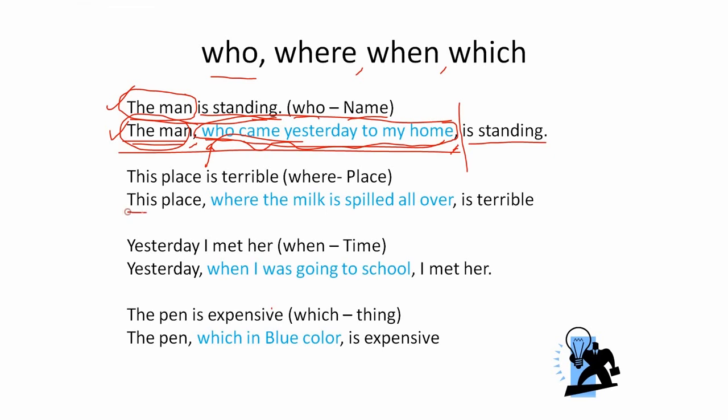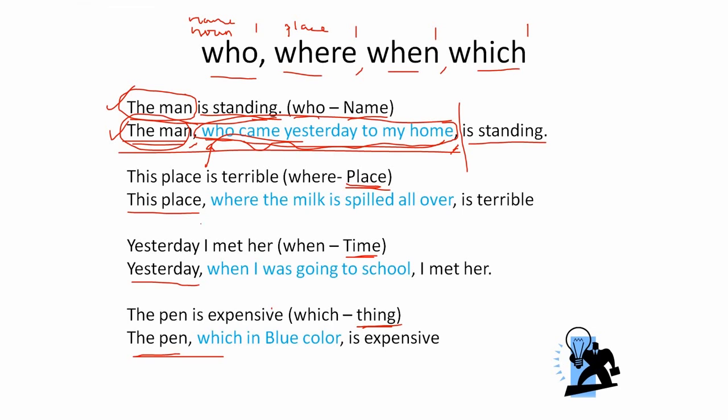The same goes here. This place, yesterday, the pen. Now these all are nouns, but depending upon the type of noun, either you use who, where, when, or which. Who is for a noun which is a name. Where is for place. When is for time. Which is for thing. So to remember these: name, place, time, thing. Who, where, when, which. Got it? Okay. Make references for the right ones when you write these words: who, where, when, which, name, place, time, thing.